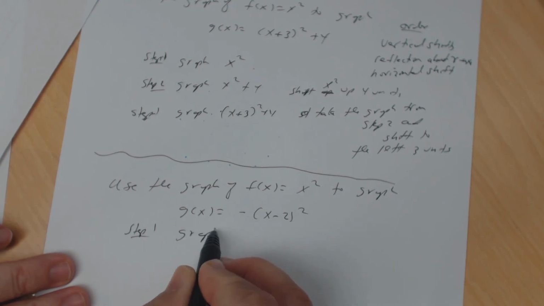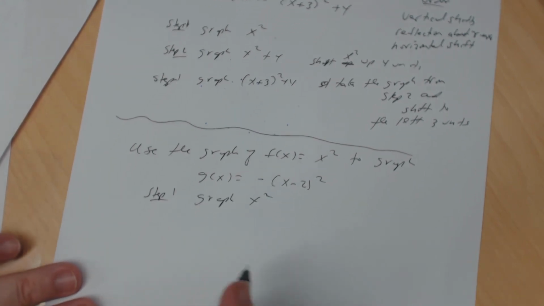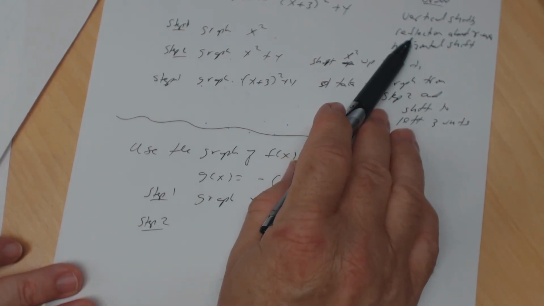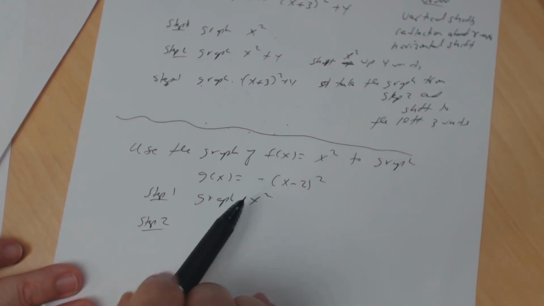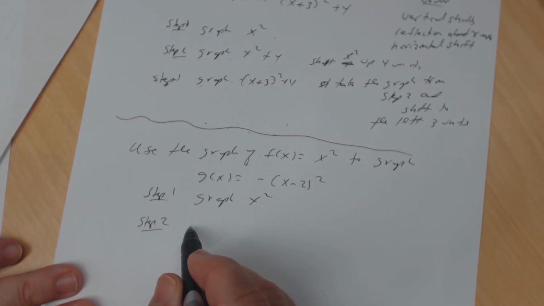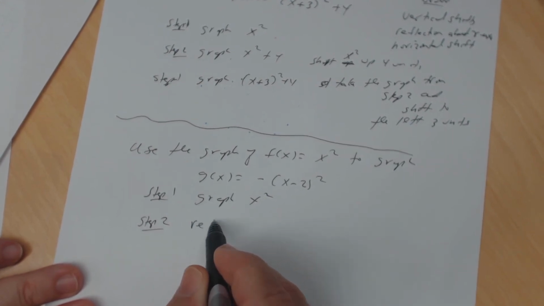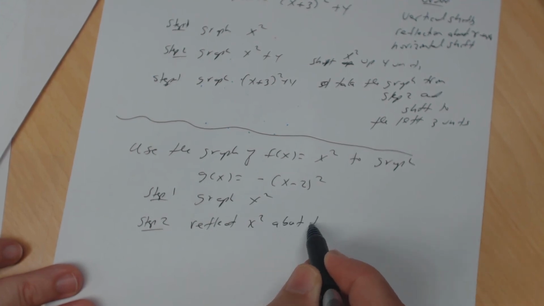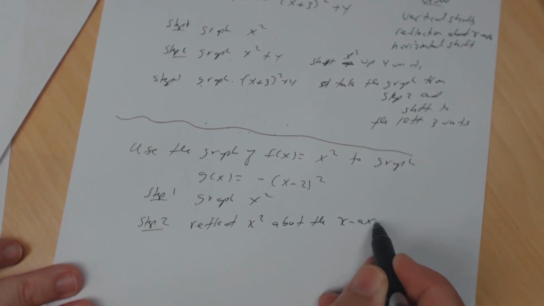So graph x squared. Okay, step 2. All right, so notice there is a reflection. So you see that negative. So step 2 is to reflect x squared about the x-axis.